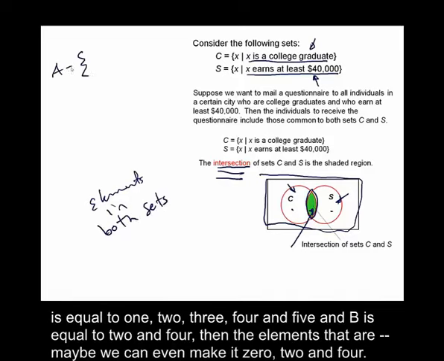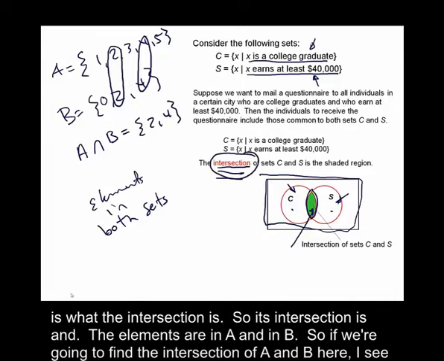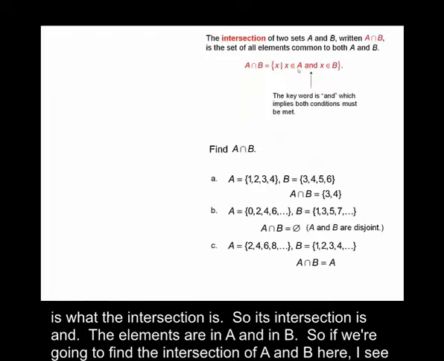So if we have A equal to {1, 2, 3, 4, 5}, and B equal to {2, 4}, then the elements that are in both, maybe we can even make it {0, 2, 4}. The elements that are in both sets are 2 and 4. So A intersect B is equal to {2, 4}. Just the elements that are in both sets is what the intersection is. And so its intersection is "and." The elements are in A and in B.